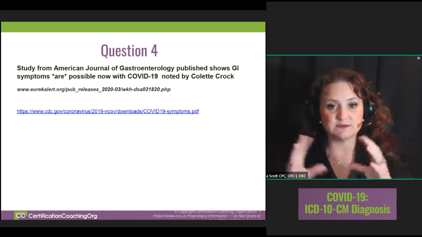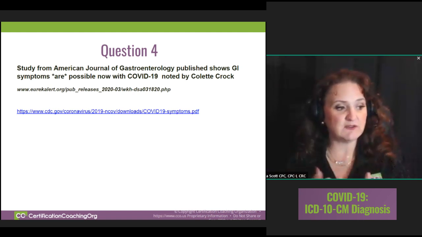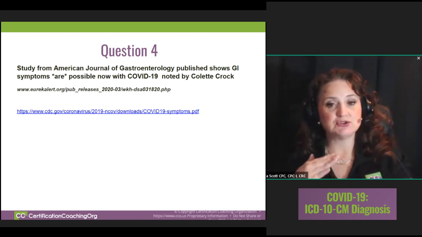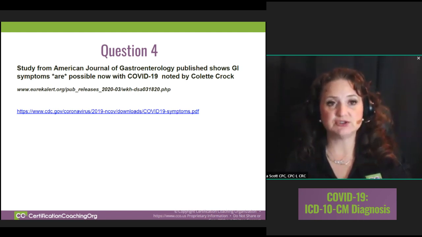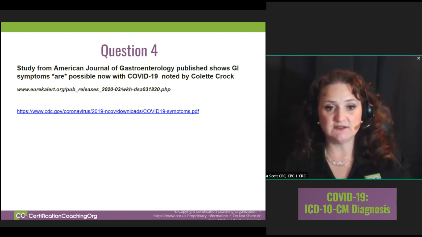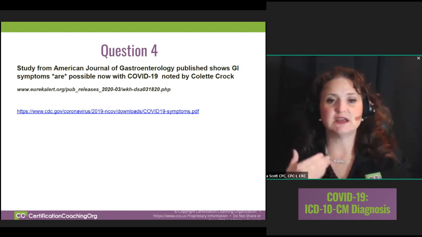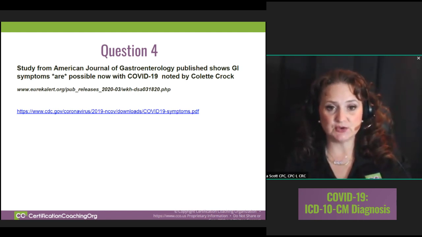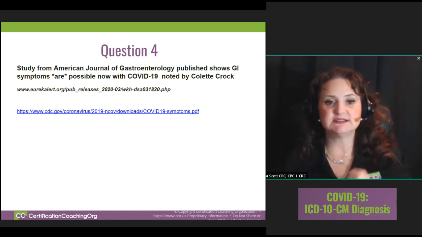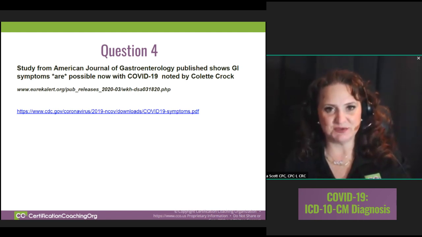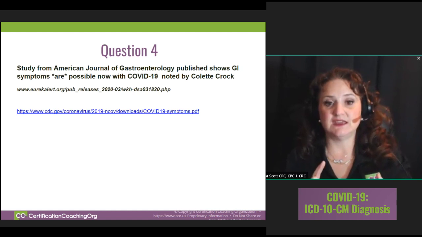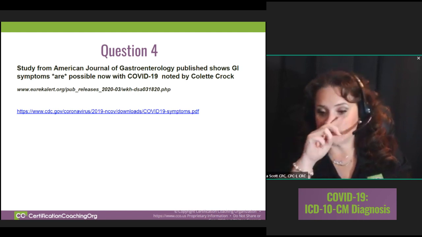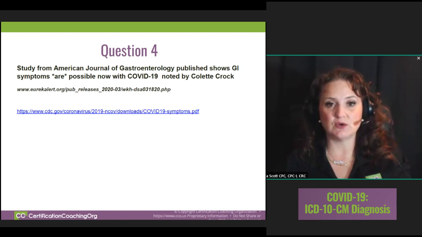Again, this is all them studying, and you have to be very, very careful about what you are reading. Always make sure that it's a reputable source. So CDC.gov, reputable source. The World Health Organization, WHO, reputable source. CMS.gov, reputable source. Then you're going to start going to other sources that you know.